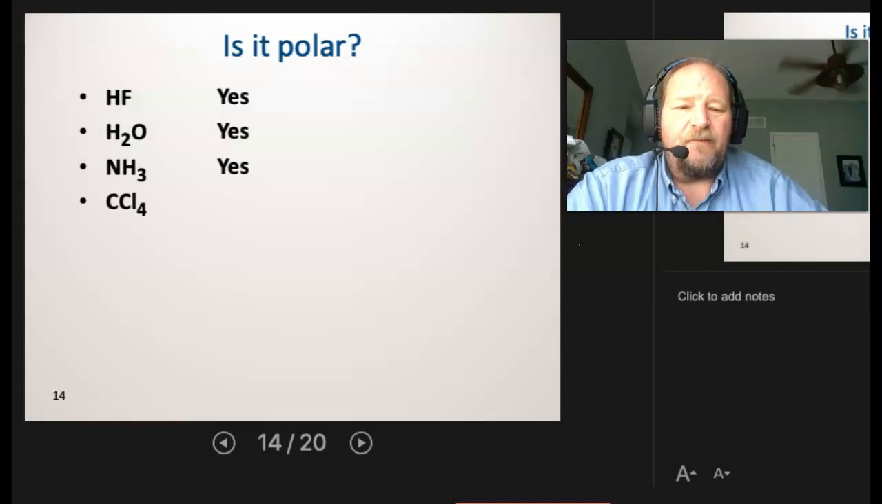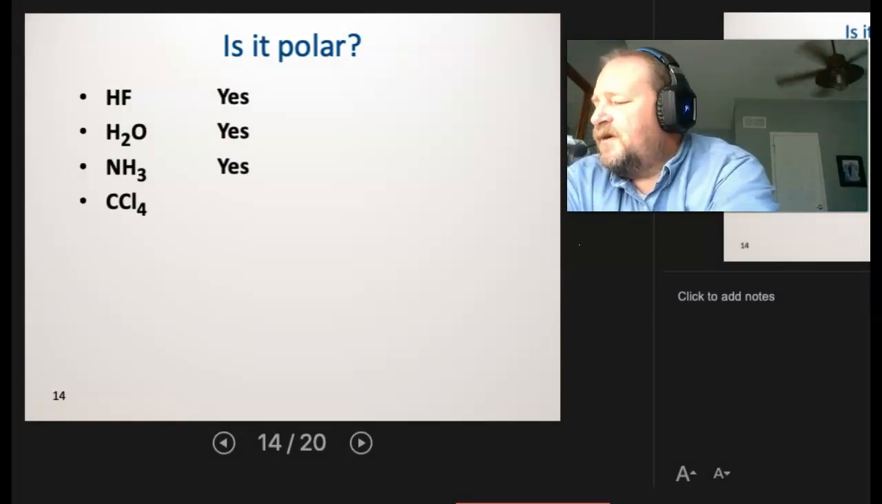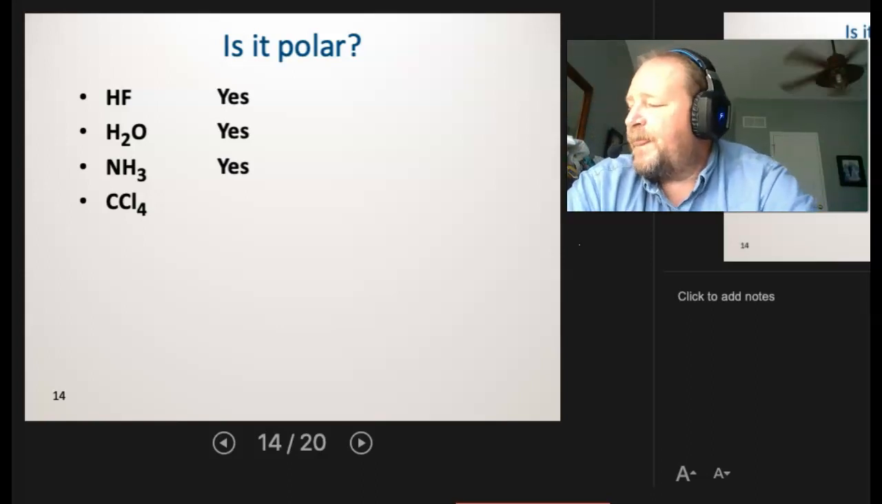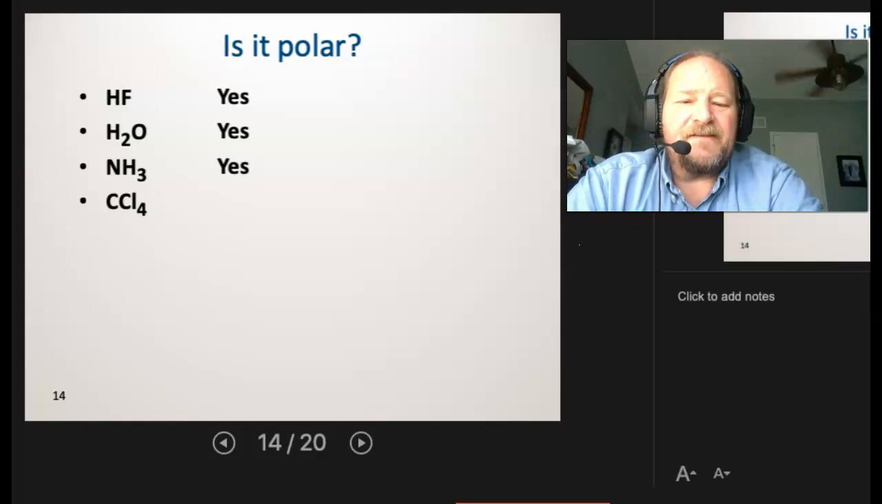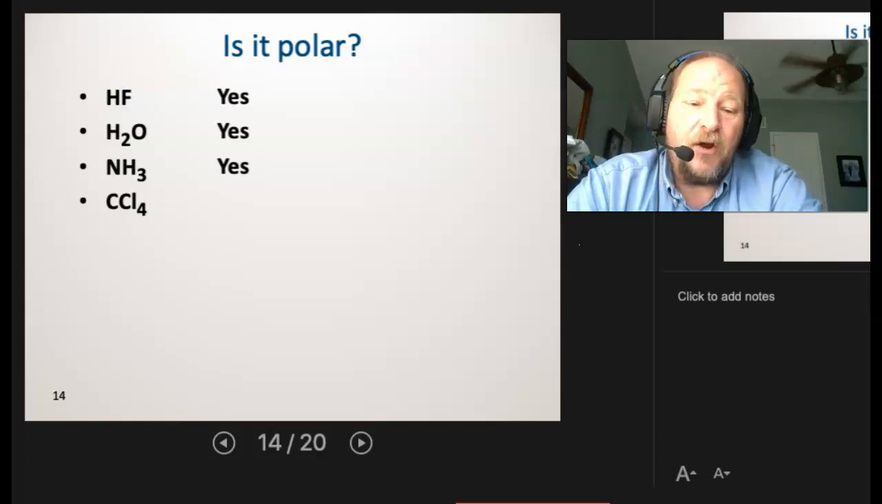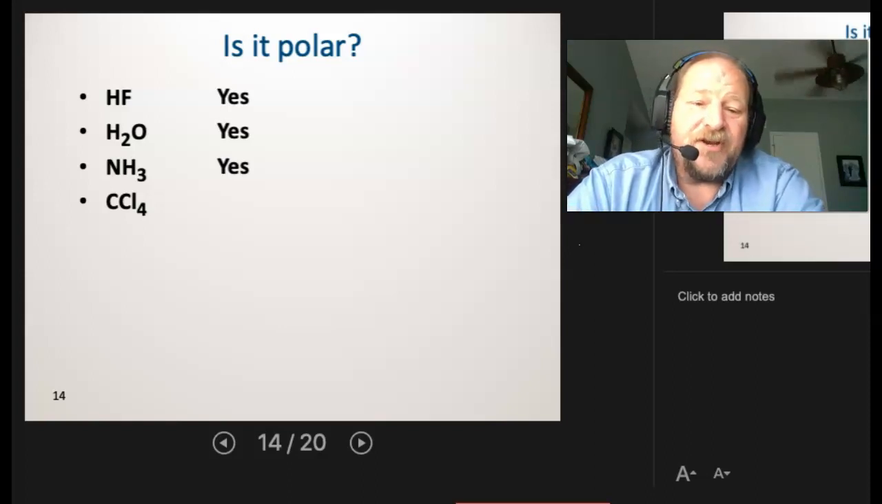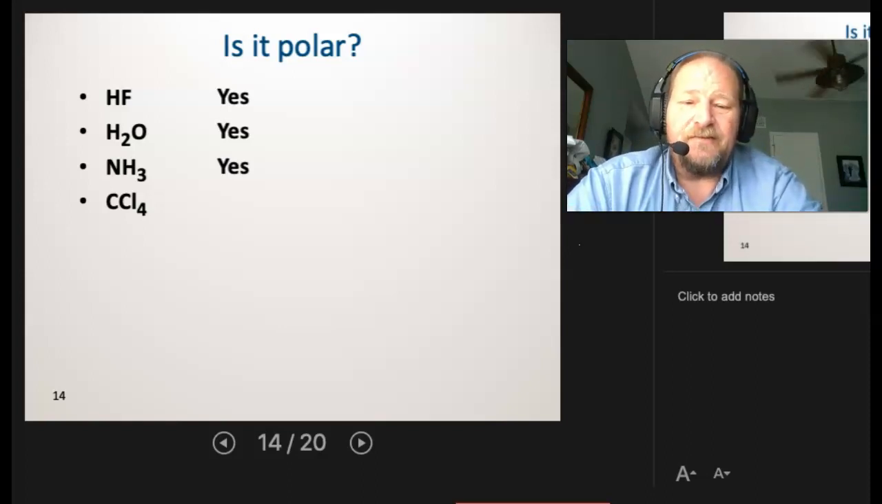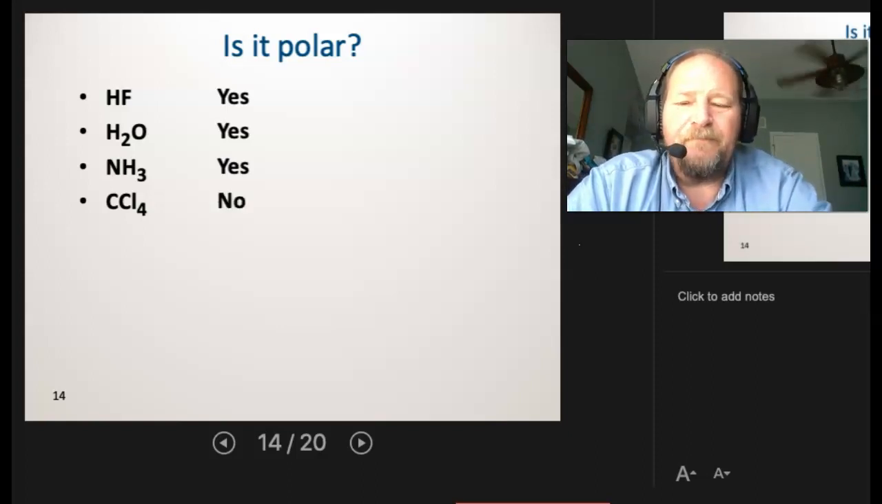How about CCl4? So carbon is 2.5, chlorine is 3.0, 0.5 difference. So we would say no, or it's right on the line, so maybe. But if I look at a tetrahedral and I draw those arrows, they're all working against each other. And so the symmetry is going to cancel it out anyway, and we don't have to worry about it.